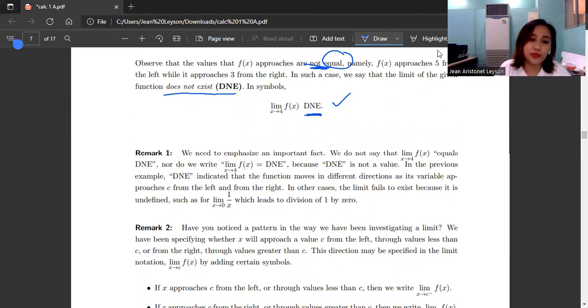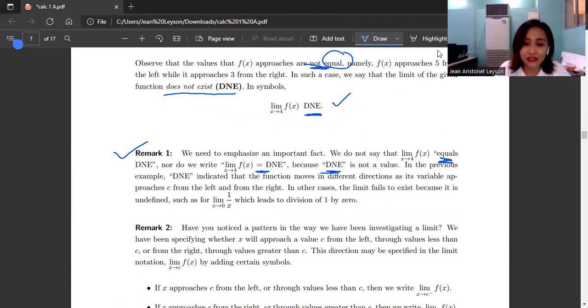So as a remark, first one, we need to emphasize an important fact. We do not say that the limit of f of x as x approaches 4 equals D and E. Nor do we write the limit of the function is equal to D and E, because D and E is not a value. So in the previous example, D and E indicated that the function moves in different directions as its variable approaches C from the left and from the right.